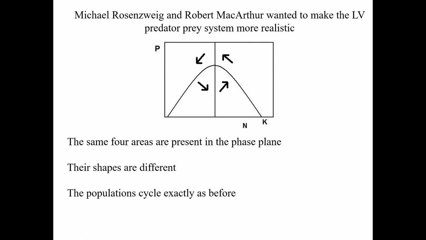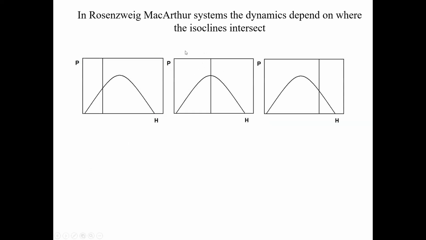But notice something about this graph that is not true of the Lotka Volterra graph. We've got the predators intersecting the prey at the peak of the prey curve. And if we had moved the predator isocline to the left or right on the Lotka Volterra graph, it would have made absolutely no difference. But it makes a big difference now. It's going to change things dramatically if we move this predator isocline to the right or to the left.